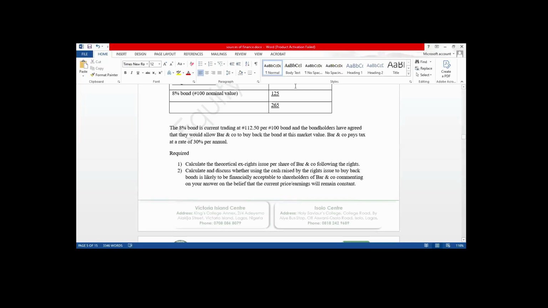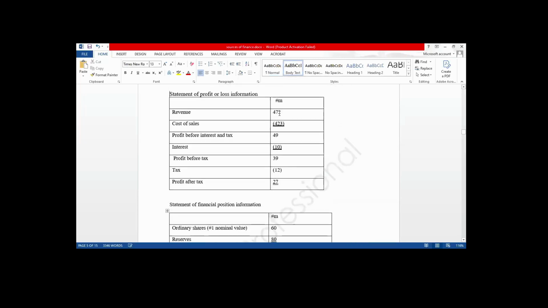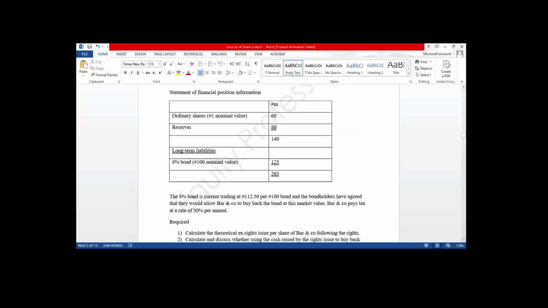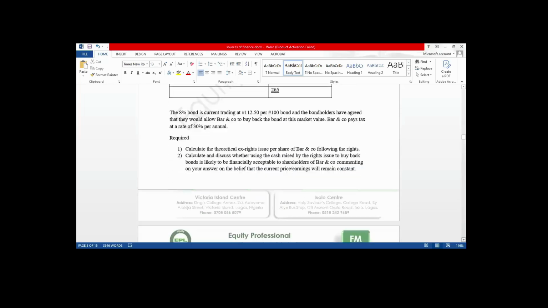Theoretical ex-rights price is what the share price ought to be, the expected or estimated share price following the completion of the rights issue. What the share price ought to be after the completion of the rights issue. Now, how do we calculate theoretical ex-rights price?